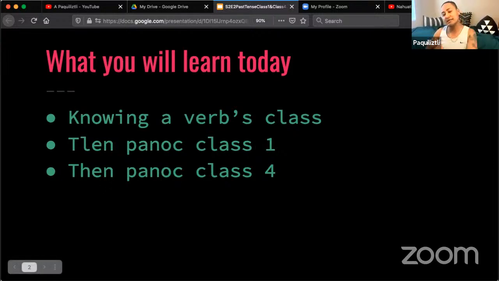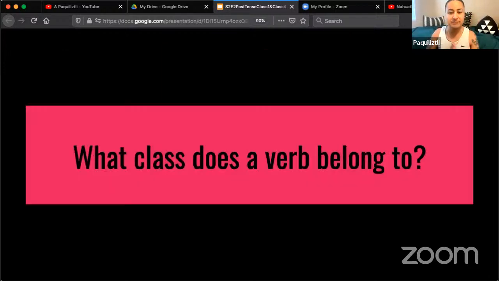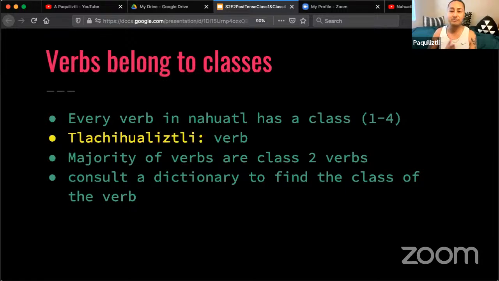Okay, so what we're going to be learning is how do you know what class a verb belongs to? And then we're going to learn the past tense of the class 1 verbs and the class 4 verbs. Like I said, in Nahuatl, every verb belongs to a class, and you need to know which class that verb belongs to. There are 4 classes of verbs, class 1, 2, 3, and 4. Last week, we learned the past tense of class 3 verbs. Class 3 verbs are like the simplest verbs because generally you drop the A and then you change the tense. That's how you change the tense of almost all the class 3 verbs.